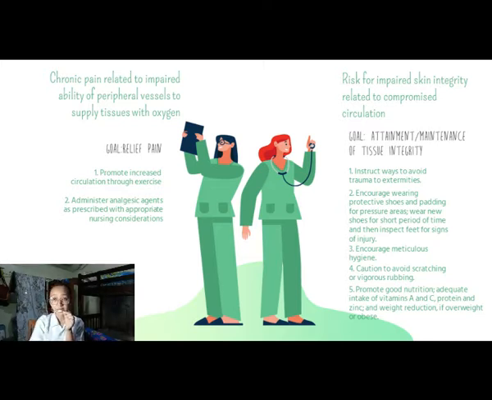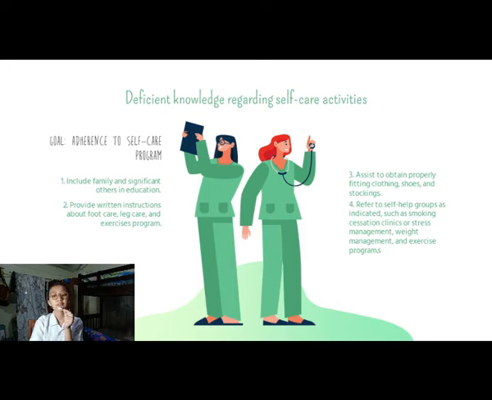Then, last but not the least, we also have deficient knowledge regarding self-care activities, which aims to ensure the patient's adherence to the self-care program. First, you must include the family and significant others in your health education because adherence to the self-care program is enhanced when the patient receives an adequate amount of support from their family and from appropriate self-help groups and agencies. Next, you should also provide written instructions about foot care, leg care, and exercise program because they will serve as a reminder and allow reinforcement of instructions.